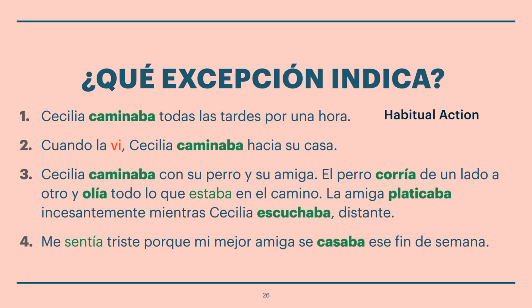Número 2, cuando la vi, Cecilia caminaba hacia su casa. Again, caminar, usually an action verb, but here we have an imperfect. Why? Because it's the interrupted action. Her walking was interrupted by me seeing her.